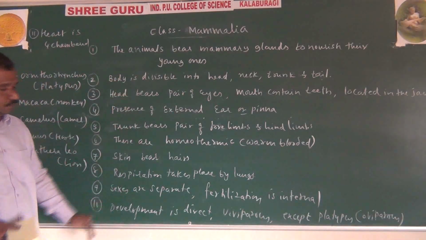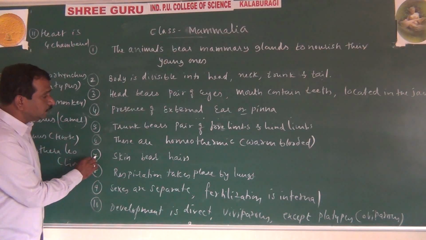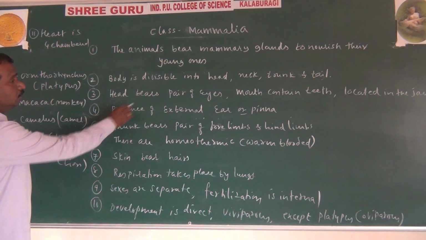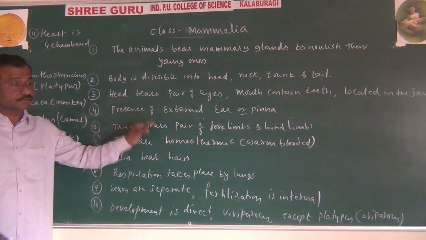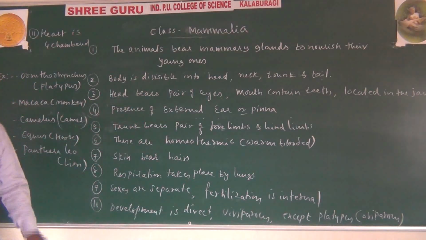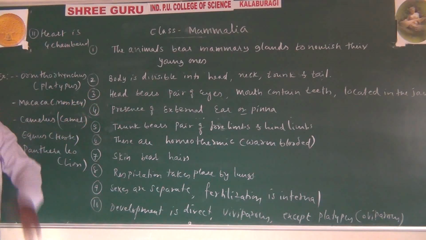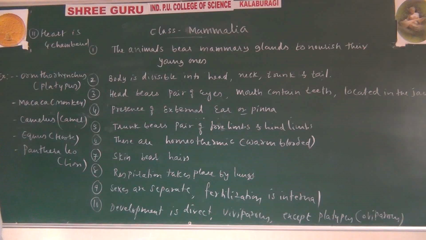So these are the characters which are supposed to be found. The unique features are always three: skin bears hairs, presence of external ear pinna, and mammary glands. These are unique characteristics of the mammals. For all of you, take a page once and write down all those things, then automatically it will come across. That is 6 to 7 characters.